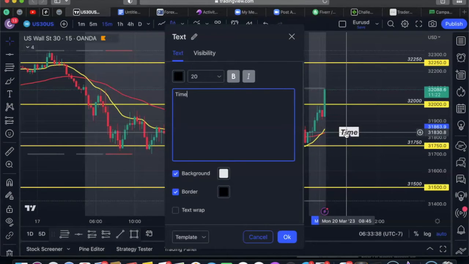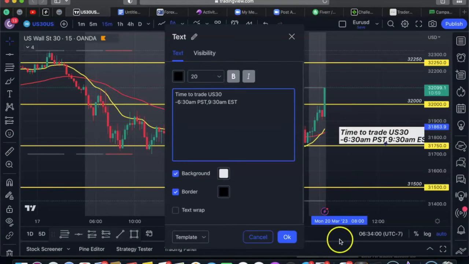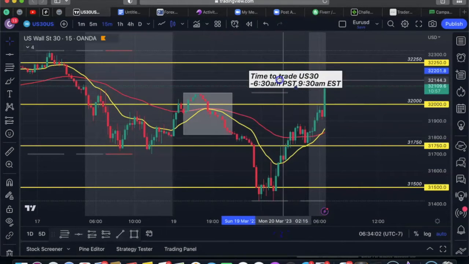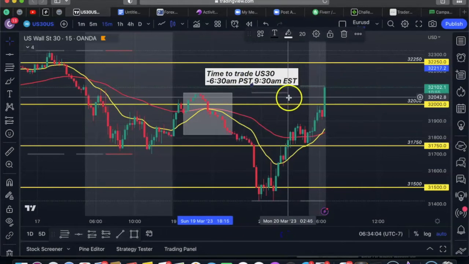So the best time to trade US30, and the only time that you guys should be trading US30, is at 6:30 a.m. PST. That is 9:30 a.m. EST. Okay? This is the best time to be trading US30.